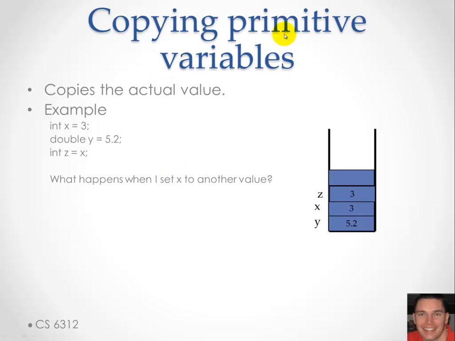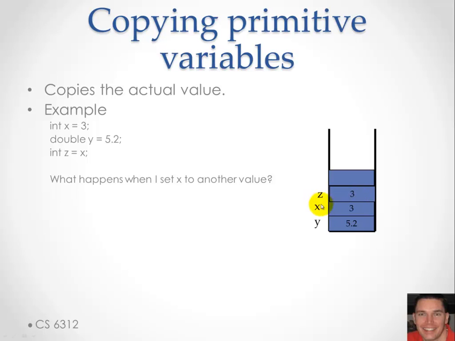Now what happens when we then copy primitive values is it actually copies the actual value. So here's our same example. We have x equals 3, y equals 5.2. Those values are stored out here in our memory. When I say integer z equals x, what it does is it goes over to x and actually makes a copy of that value and writes that same value within that memory cell.